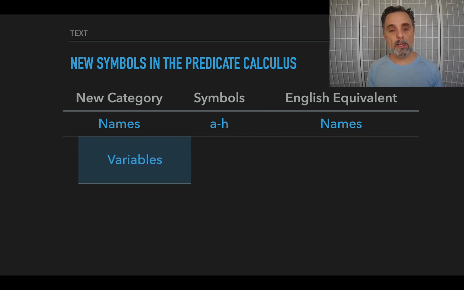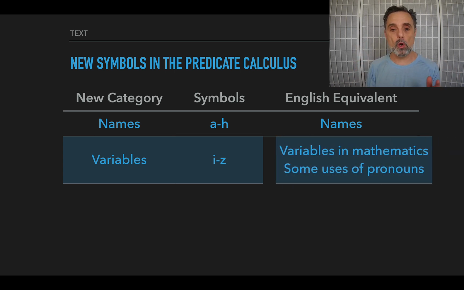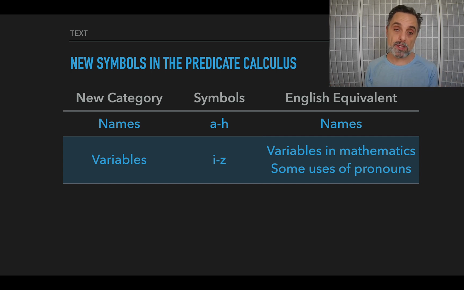The second new category is variables. Variables are going to be little i through little z. How do these work? They're like variables in mathematics. We say x plus y equals 10 or whatever. In that equation, x and y are working as variables. Or if I say every dog loves its master, the "it" there is hooked up with the "every dog," and that's another way that variables can work. So some variables in mathematics and some uses of pronouns in English.